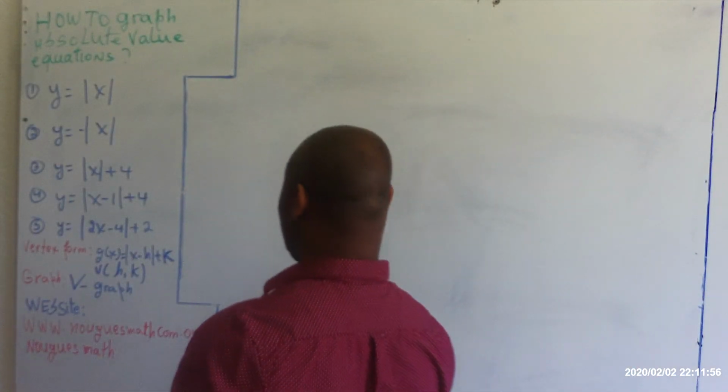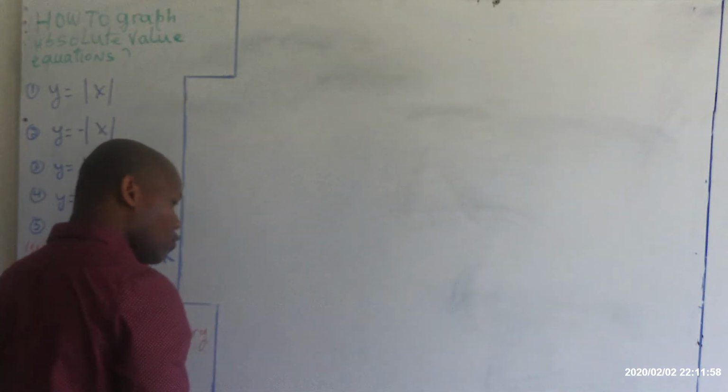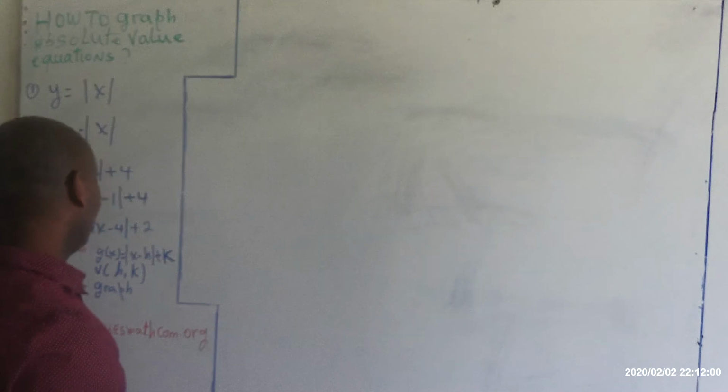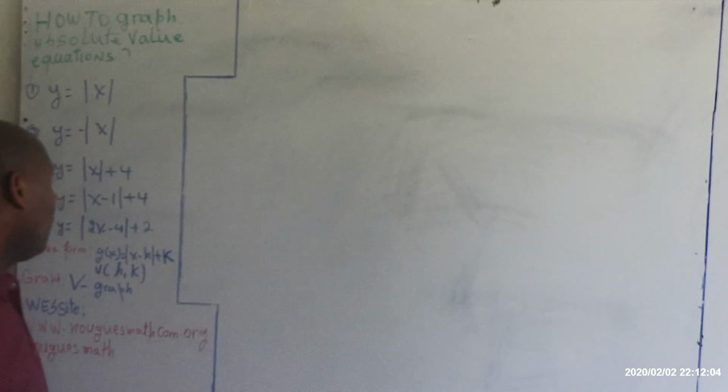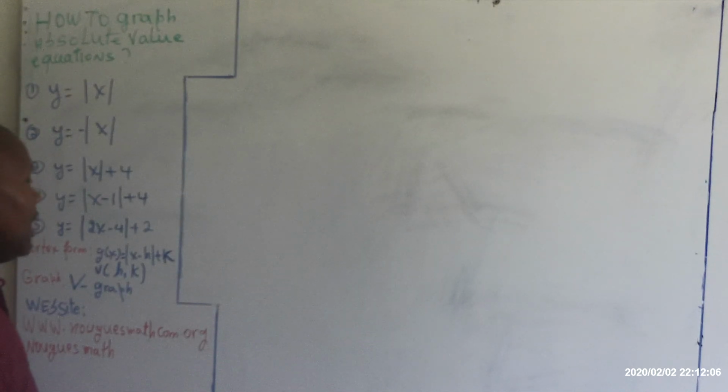So you learned how to graph an absolute value equation using a table of values. I think you understand it very nicely, and I showed you two graphs, so you can use a table of values to graph an absolute value equation.